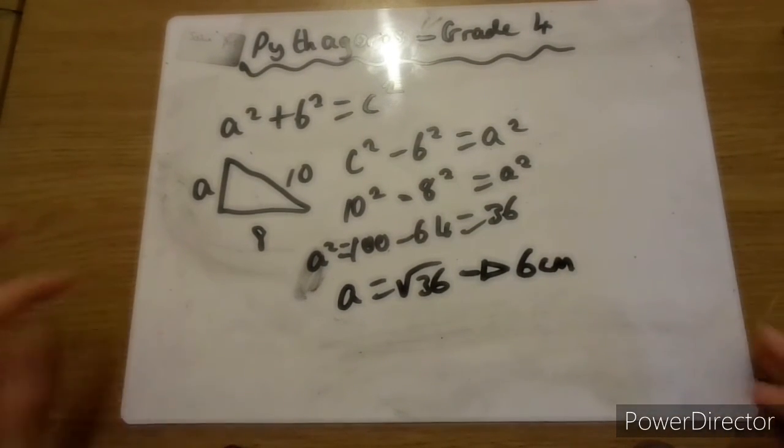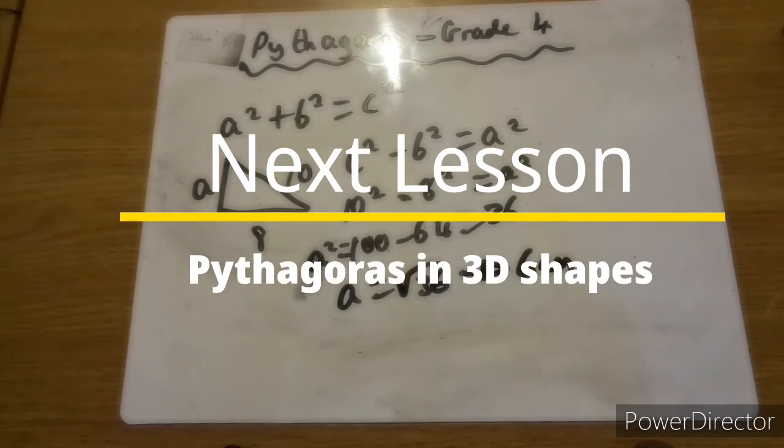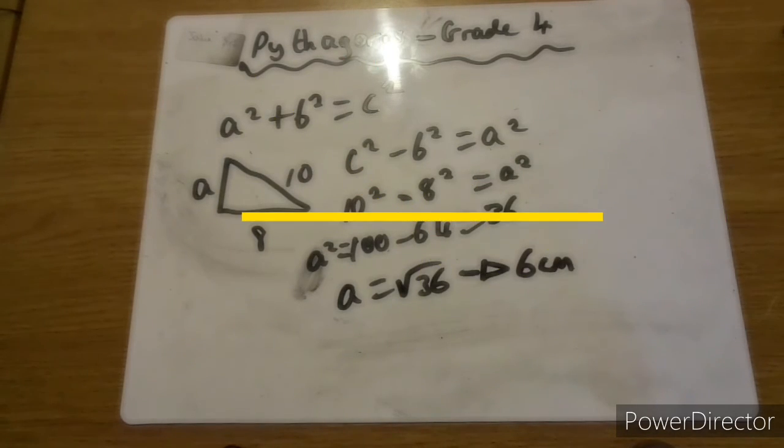And that's it for Pythagoras Theorem in 2D shapes. That's all you really need to know if you're doing foundation tier, or grade 5 and below. In the next lesson, we're going to be doing Pythagoras Theorem in 3D shapes, which is higher tier only. So if you're only doing foundation tier, that's all you need to look at. If higher tier, then make sure you tune into the next video.